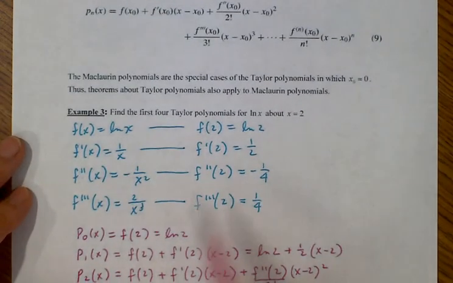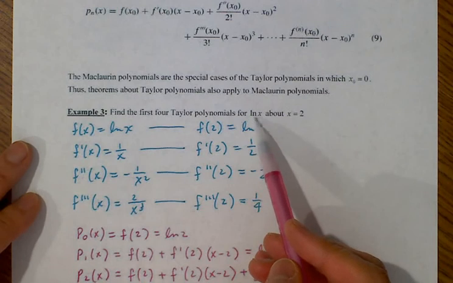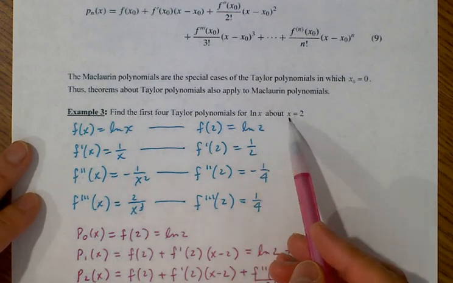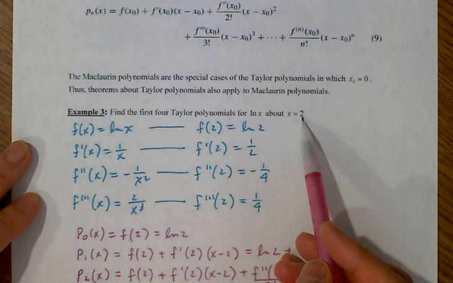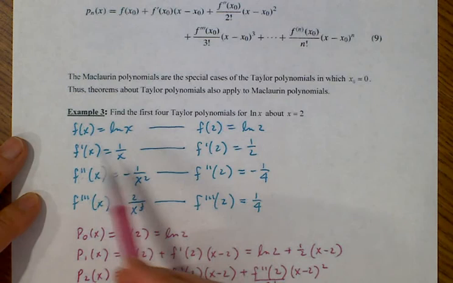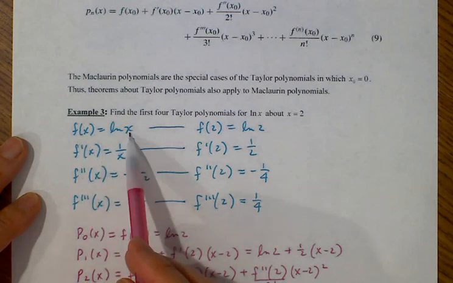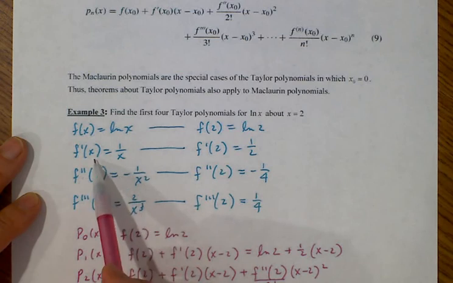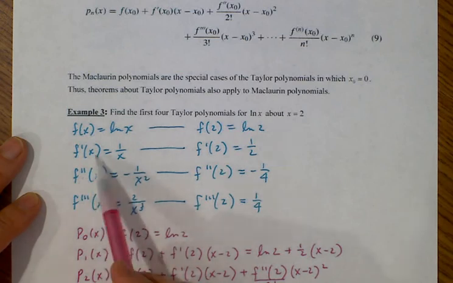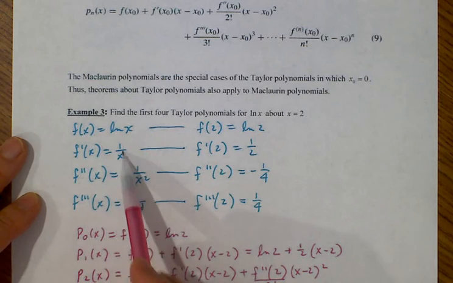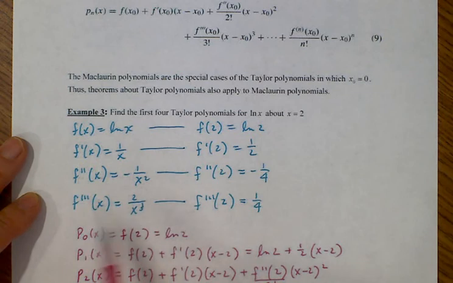Okay, so I'd like to take a look now at the function natural log of x, and we're going to have the center at x equals 2. So that's the new center instead of 0. First I'll write down the original function f of x equals the natural log of x, and then I'll take the three derivatives beyond that. f prime of x is equal to 1 over x, f double prime is negative 1 over x squared, and f triple prime of x is equal to 2 over x cubed.